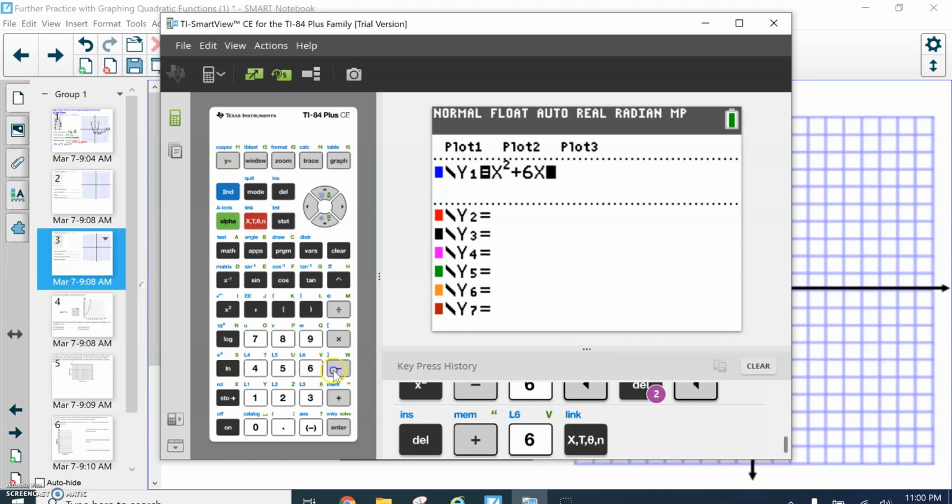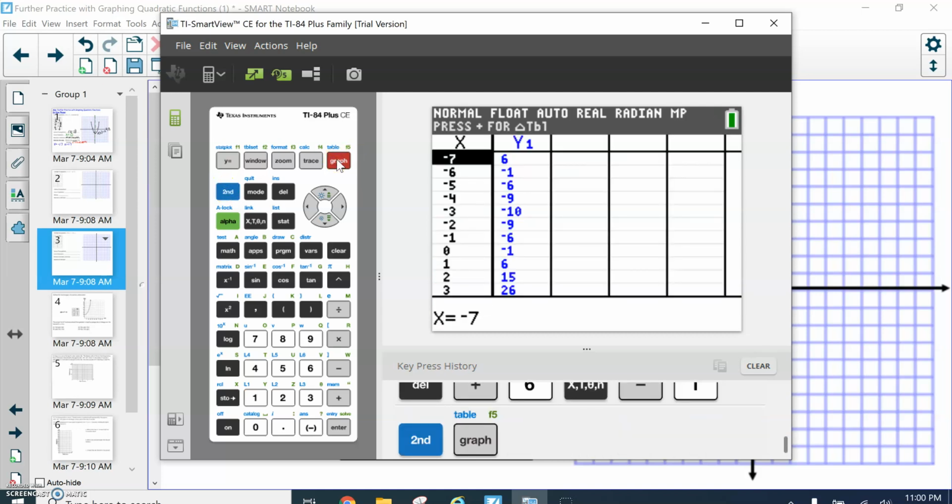Plus 6x minus 1. Okay, so this time they didn't give us an interval, so we're going to have to search our table a little bit. So we hit second graph, and again, we want to search for where the y values repeat. So here I see we got negative 9 and negative 9, negative 6 and negative 6, negative 1 and negative 1. Okay, so we know our turning point is negative 3, negative 10. So it looks like a good interval to graph would be from negative 6 to 0.